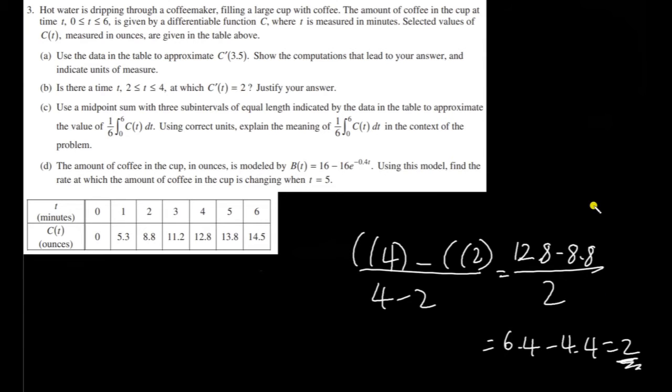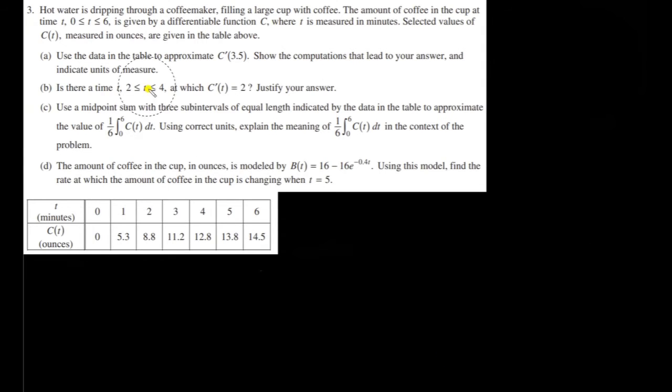So by the mean value theorem, there is at least one time t, where t is between 2 and 4 inclusive, where c prime of t is equal to 2. This was a 2-point question: 1 point for calculating the average rate of change, and 1 point for the answer with an explanation. Part C: use a midpoint sum with 3 subintervals of equal length indicated by the data in the table to approximate the value of 1 over 6 times the integral from 0 to 6 of c of t dt. Using correct units, explain what it means in the context of the problem.